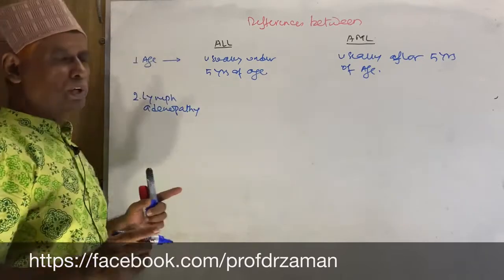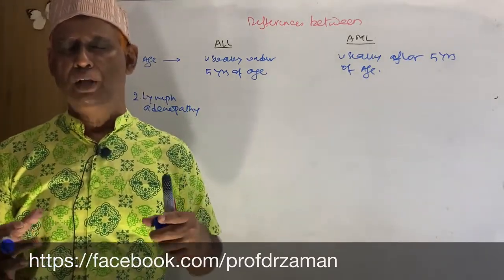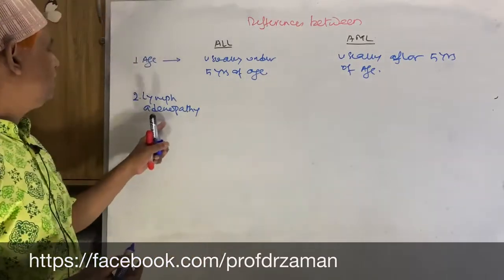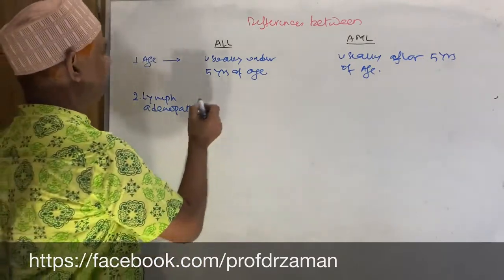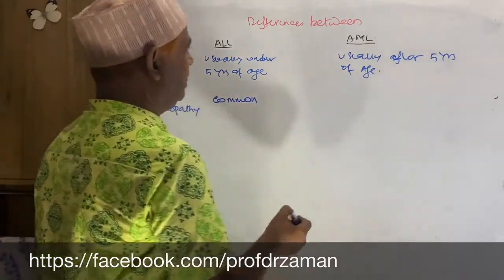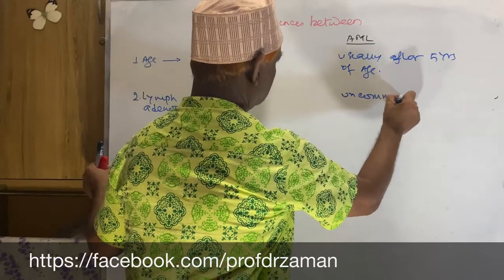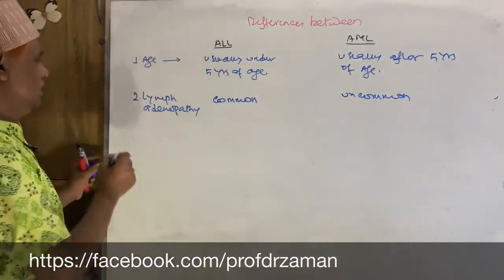Dear audience, I have told you leukemic cells may infiltrate the bone marrow, lymph node, spleen, and liver. Due to infiltration in the lymph node, there is lymphadenopathy. This lymphadenopathy is common in acute lymphoblastic leukemia and uncommon in acute myeloblastic leukemia.